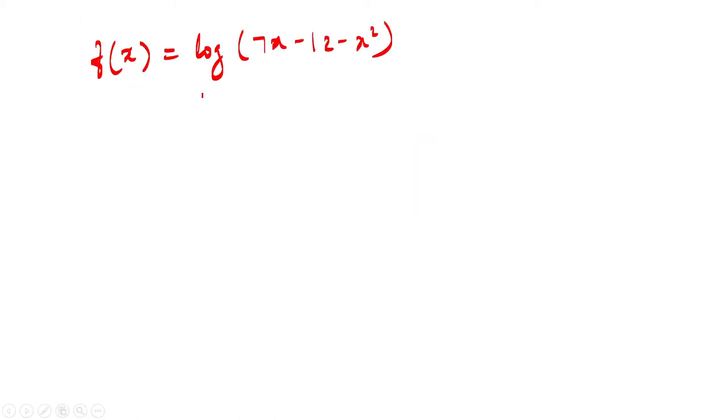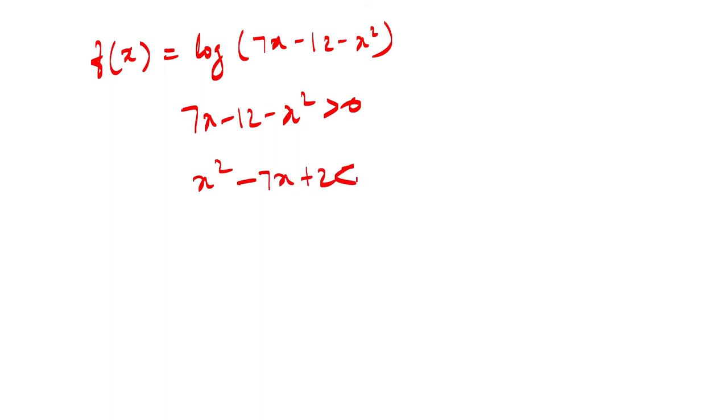Now this domain concept can be applied anywhere. Just focus on the basic rules that the function must satisfy. For instance, just find the domain of this logarithmic function. Just calculate the domain. Here we do not have a base, so no need to worry about the base. So 7x minus 12 minus x square should be greater than 0. So once I change the symbols, x square minus 7x plus 12 will become less than 0. So x minus 4 into x minus 3 is less than 0.